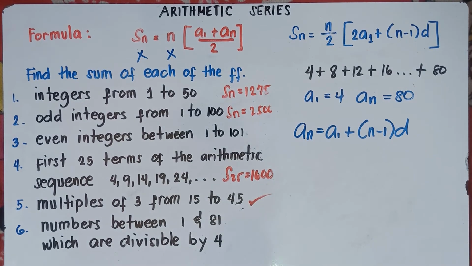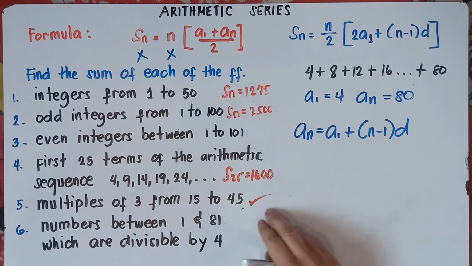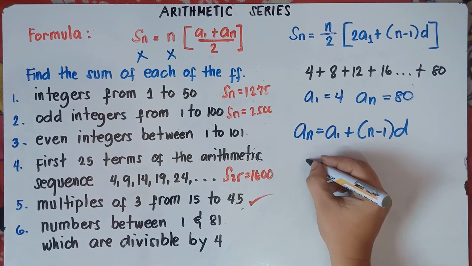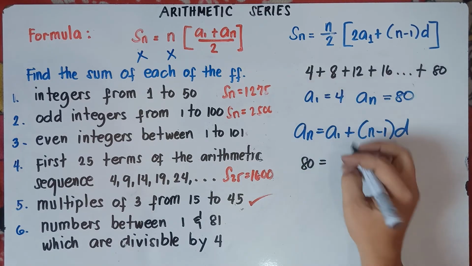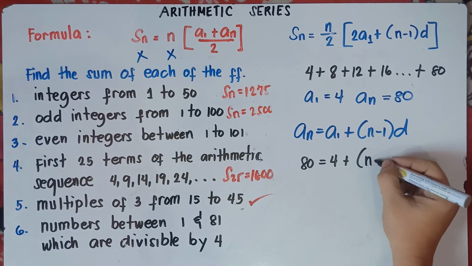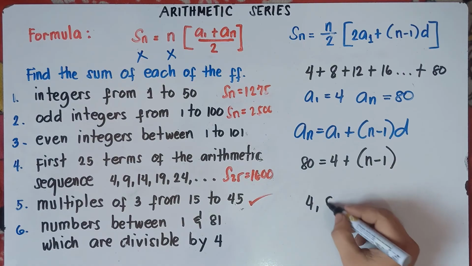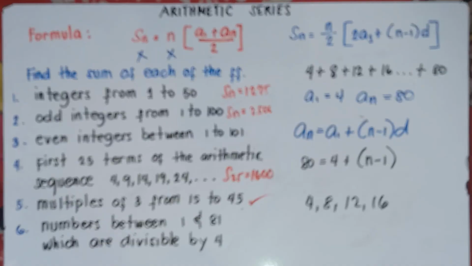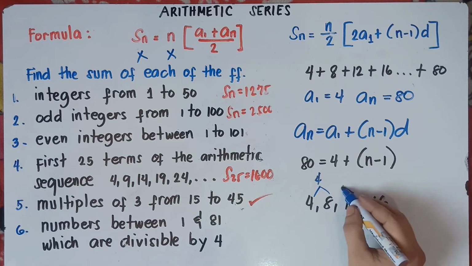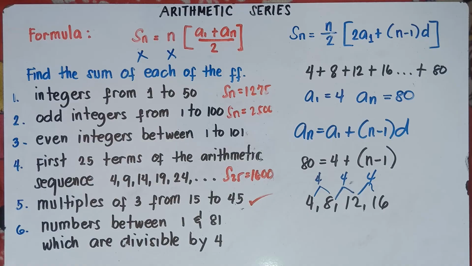So what would be our last term? We have our last term, so we will be using this one to find n. Same with number 5, a sub n, the last term, is 80. So 80 equals our first term, 4, plus n, which we are told to find, minus 1 times the common difference. For the sequence 4, 8, 12, 16, the common difference is the second term minus the first term. 8 minus 4 is 4. 12 minus 8 is 4. 16 minus 12 is 4. Therefore, the common difference is 4.